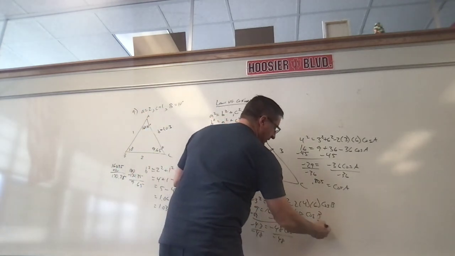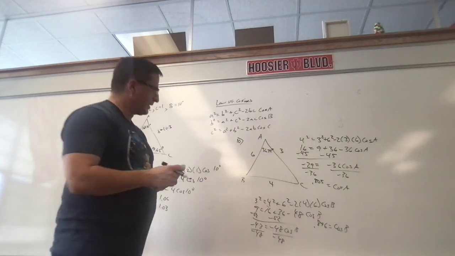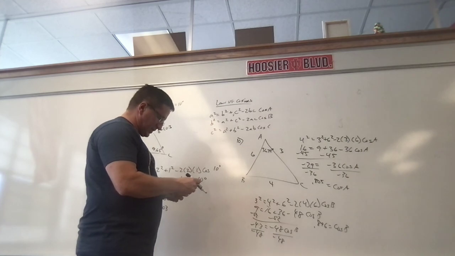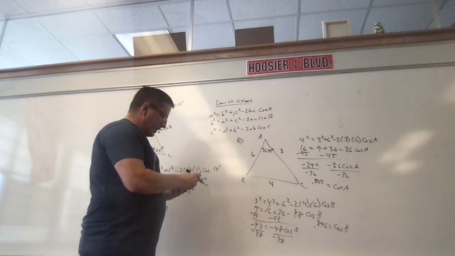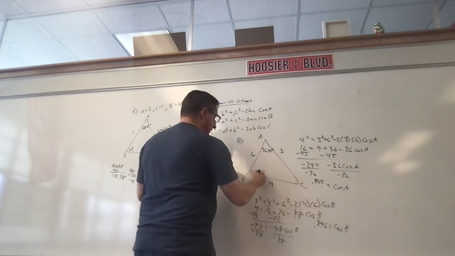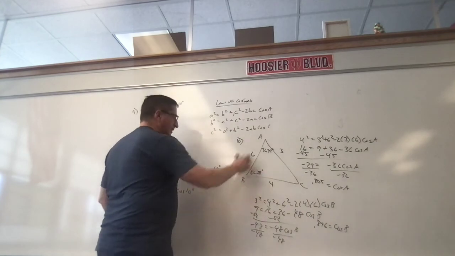So 0.896 equals the cosine of capital B. And then we take the inverse cosine of that in order to get B by itself. So second cosine, second answer. Do that, about 26.38. B is about 26.38 degrees. Okay, and then to find the third angle, add these up and subtract from 180.